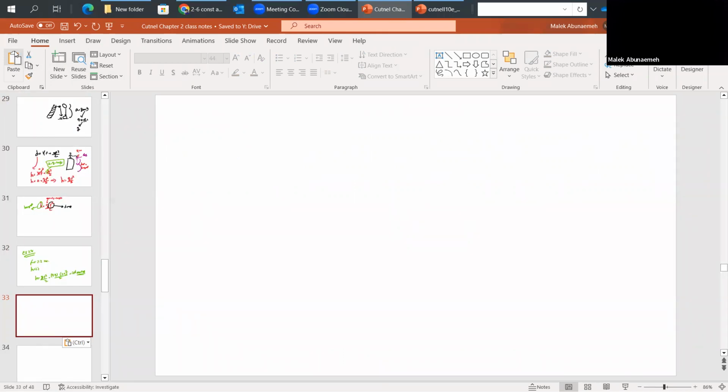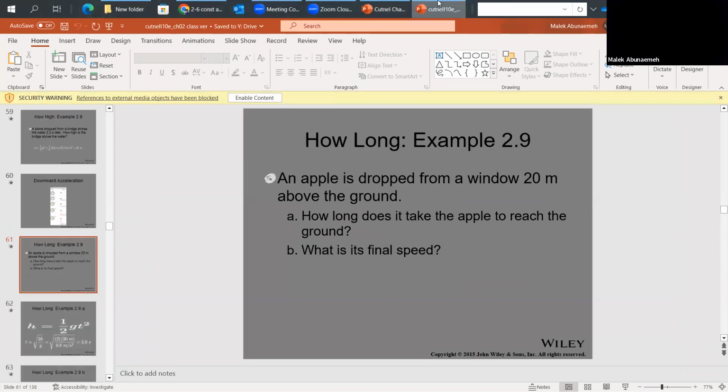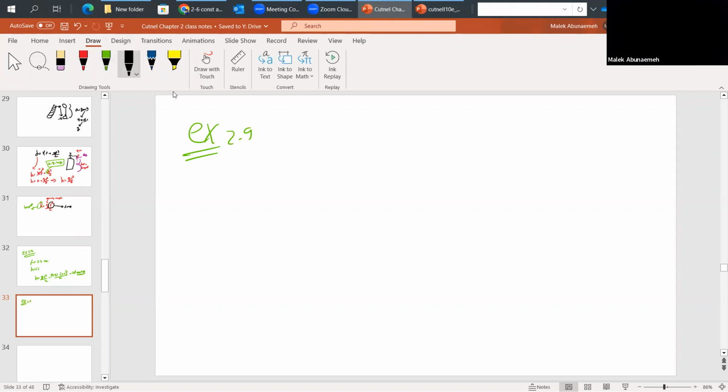Okay, so let's do another example, shall we? An apple is dropped from a window 20 meters above the ground. How long does it take to reach the ground? And what's the final speed? So this is going to be example 2.9. So your height is 20 meters. For part A, how long does it take the apple to reach the ground? So we're looking for your time.